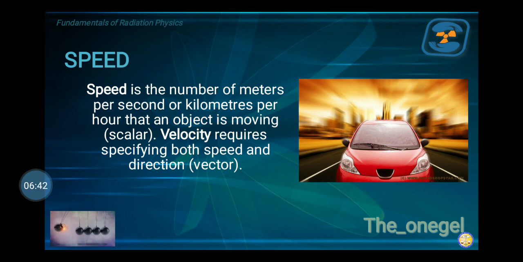For example, the storm signal. Let's say the storm is moving at a speed of 140 kilometers per hour going to the east of northern Samar. So that's velocity. And the speed is, again, just how fast or how slow the object is moving. There is no specified direction about that.